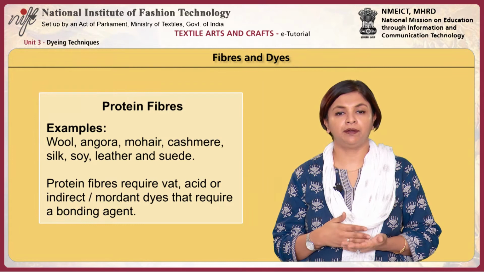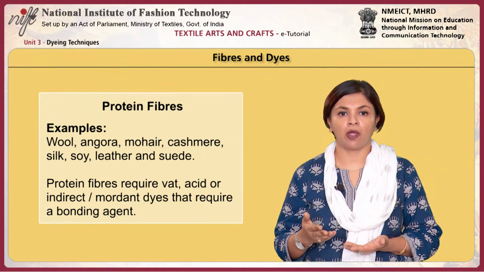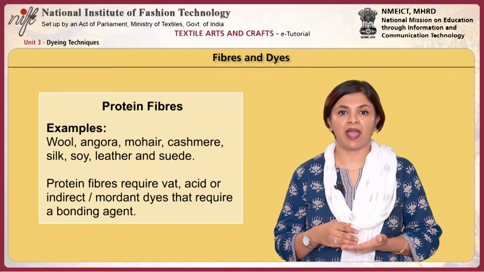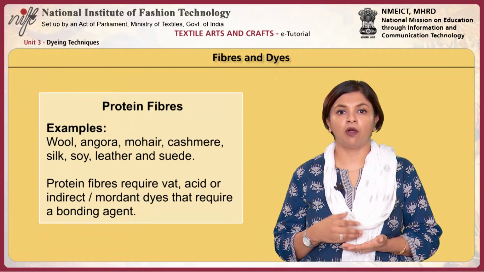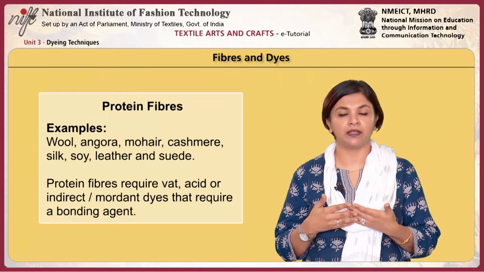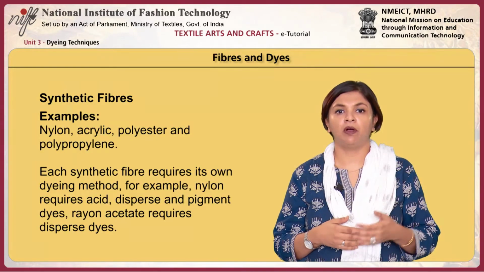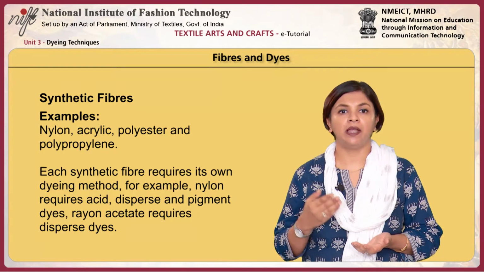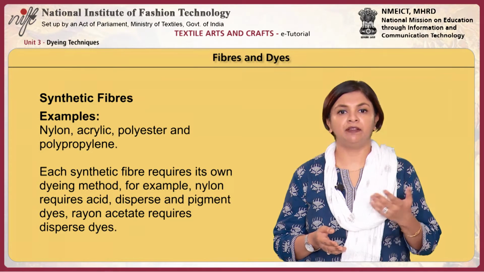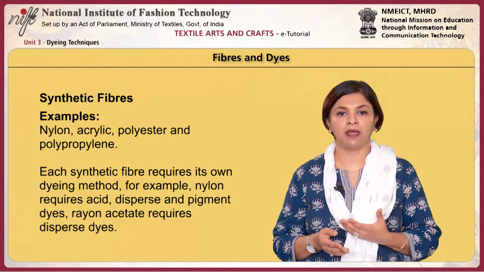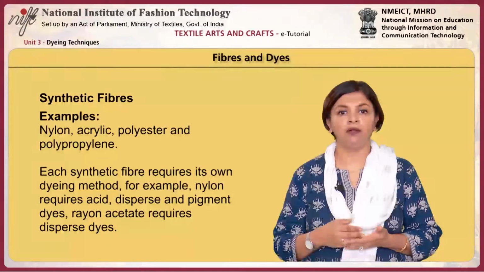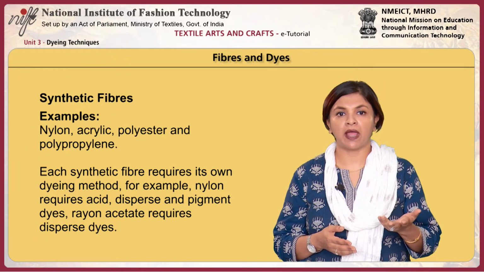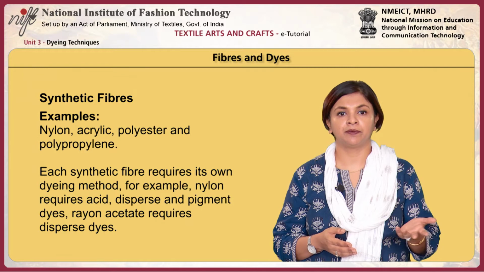angora, mohair, cashmere, silk, soy, leather and suede. Protein fibers require vat, acid or indirect or modern dyes that require a bonding agent. Examples of synthetic fibers are nylon, acrylic, polyester and polypropylene. Each synthetic fiber requires its own dyeing method. For example, nylon requires acid, disperse and pigment dyes, while rayon acetate requires disperse dyes.